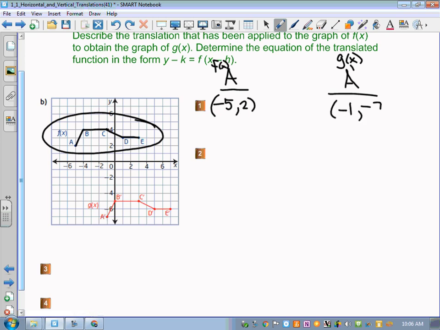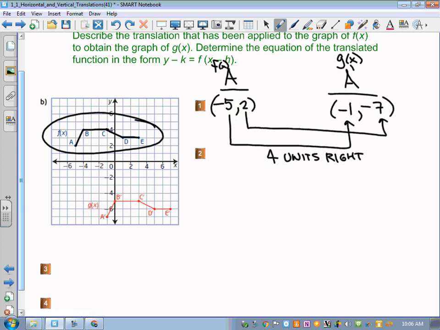Now, as we work through these and we do more and more of these, you're probably not going to have to write out all that explicitly like I did in example A. I hope that we can see to go from negative 5 to negative 1, we move 4 units to the right. And to go from positive 2 to negative 7, I move 9 units down.